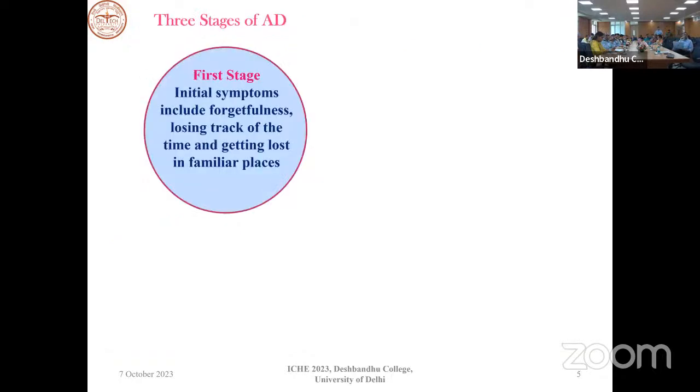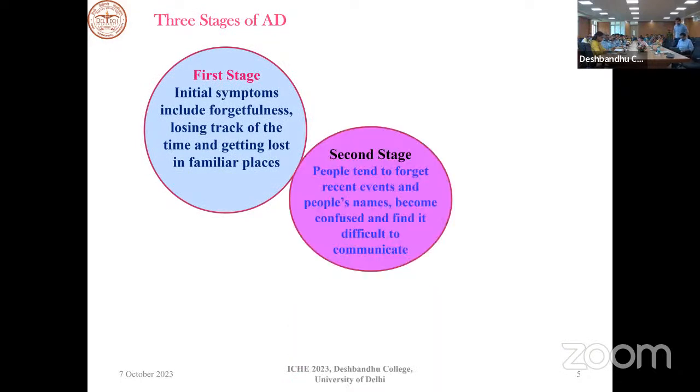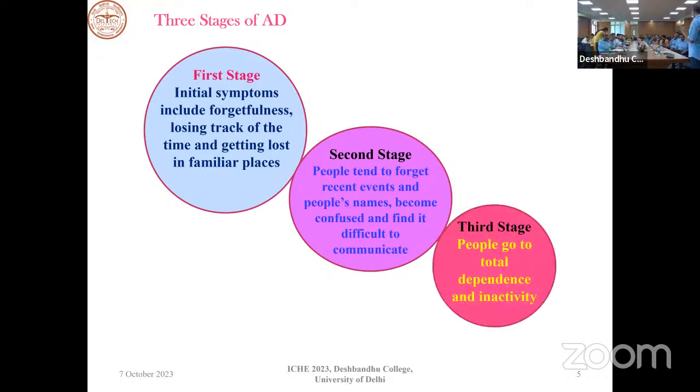This comes in stages. You have a first stage, second stage, third stage. In the first stage, there are initial symptoms of forgetfulness, losing track of time, getting lost in a familiar place. In the second stage, people tend to forget recent events and people's names. They find it difficult to communicate. And in the third stage, there is total dependency. When people reach the third stage, this affects budget, social, personal relations, everything.